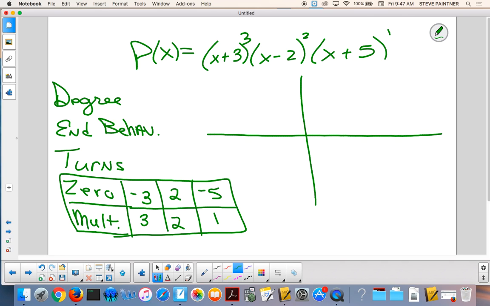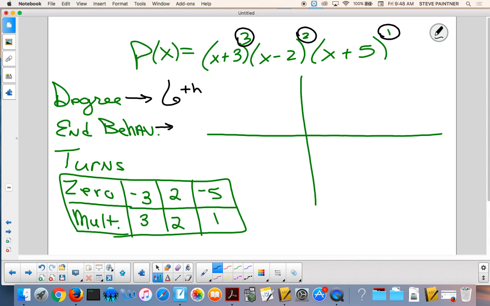How's that look? Are you okay with my zeros and my multiplicity? The time is ticking away. I gotta get this done. Are you okay with this? Yes. Okay. Would somebody out there tell me how to find the degree? How do you find the degree? Add the multiplicities. 3 plus 2 plus 1 makes 6.